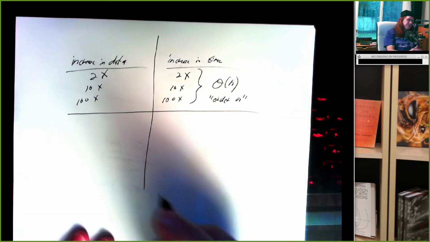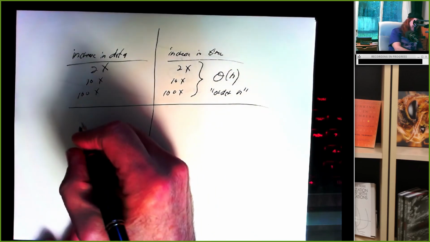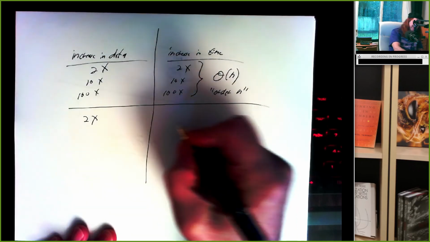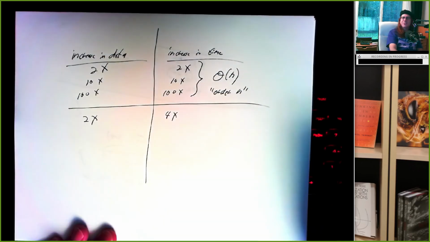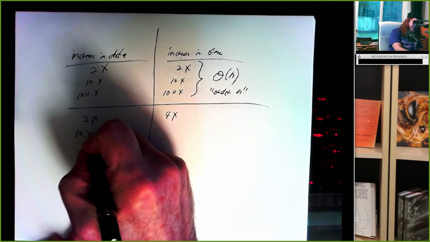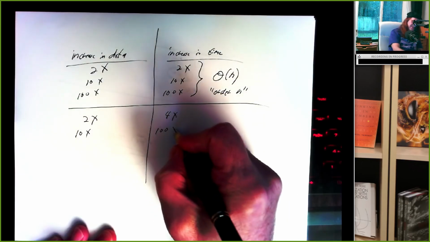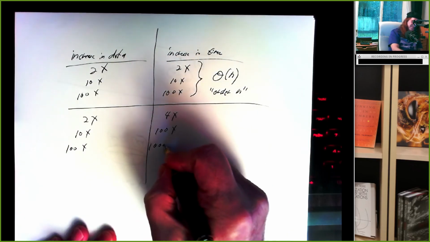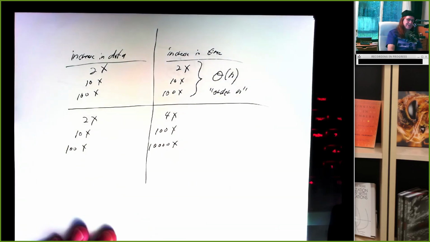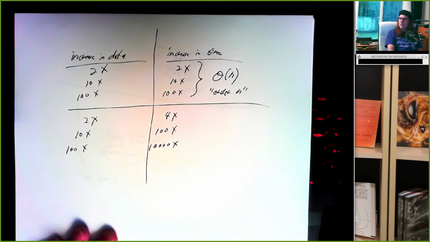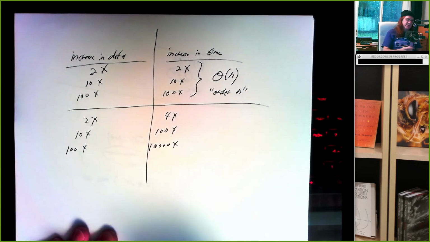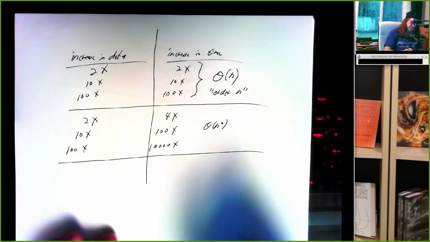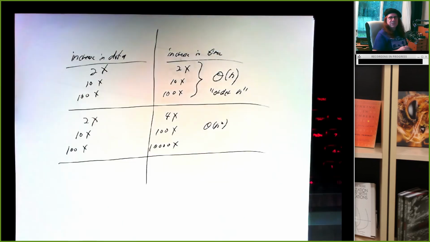But that's pretty unusual. A more common situation might be this, and this is what a bubble sort does, for example. If we double the amount of data, it takes 4 times as long. If we have 10 times as much data, it takes 100 times as long. If we have 100 times as much data, it takes 10,000 times as long. This is like a square or a quadratic. This is what we call order n squared. That's a bubble sort.